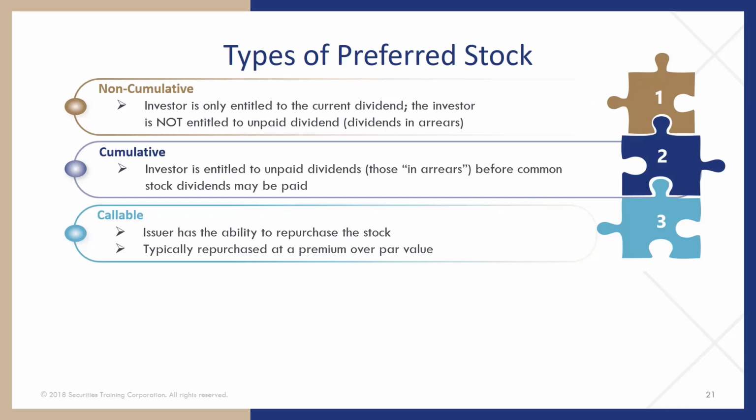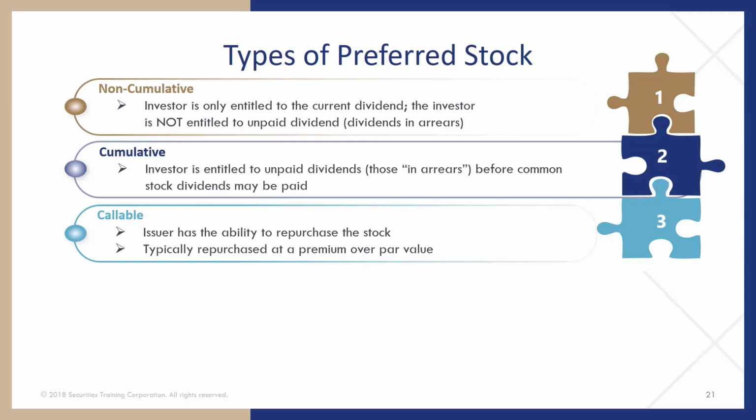So the issue might say, well, they're callable at 105. Well, you bought the shares and the par value is $100, and they say it's callable at 105. That means for each share of preferred stock you have, you'd receive $105 or 105% of $100.